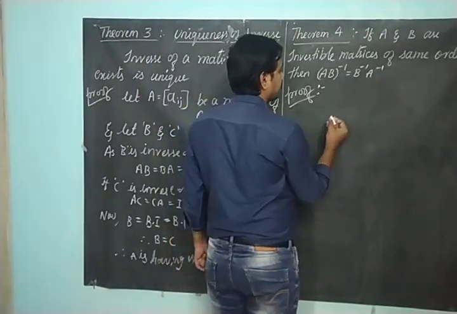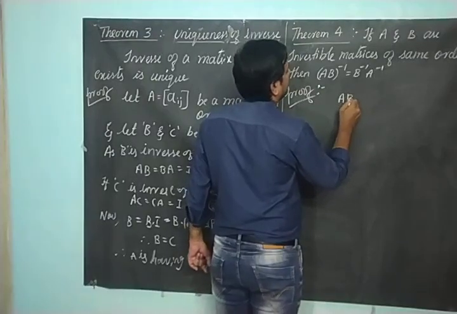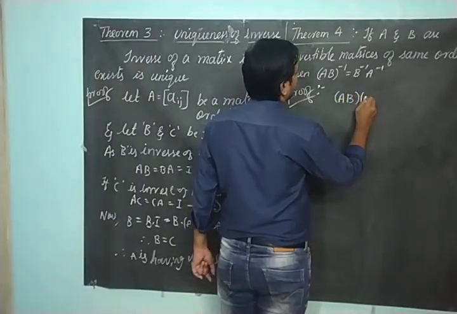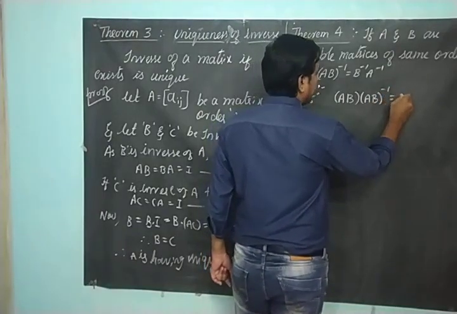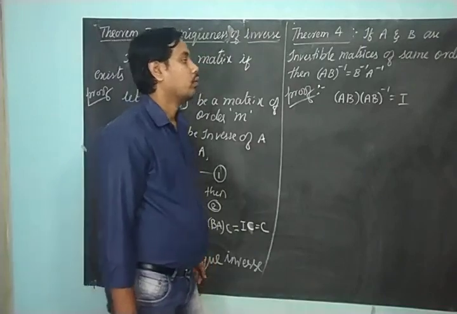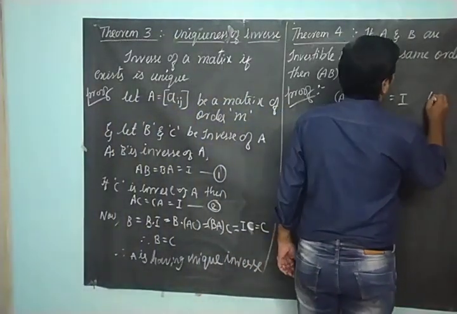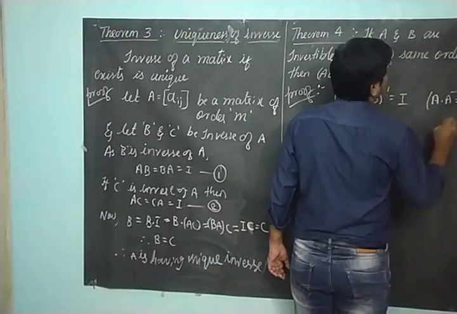Okay. I can write AB into AB inverse as equal to I. Right? Why? Because A into A inverse is equal to I.